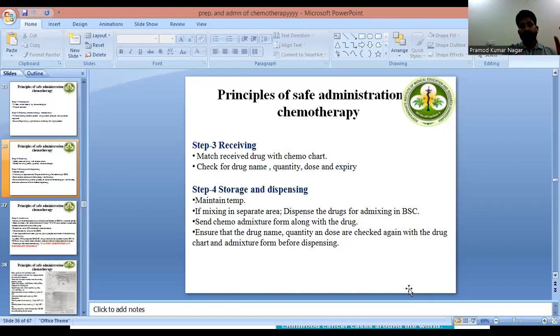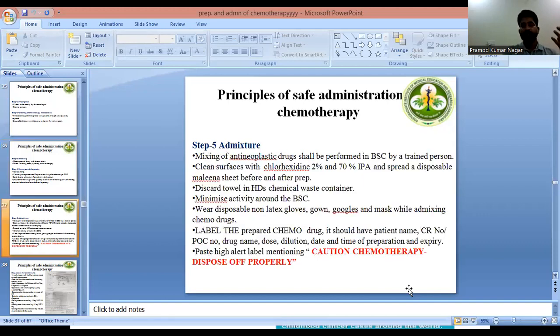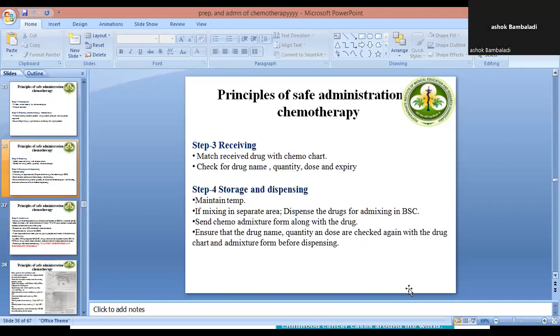Fourth is the storage and the dispensing. When we store the medication, maintain the proper temperature. Some medication needs below 8 degrees centigrade, some need room temperature, or some need 25 degrees centigrade. So it is the duty of the nurse to maintain the proper temperature of the medication.